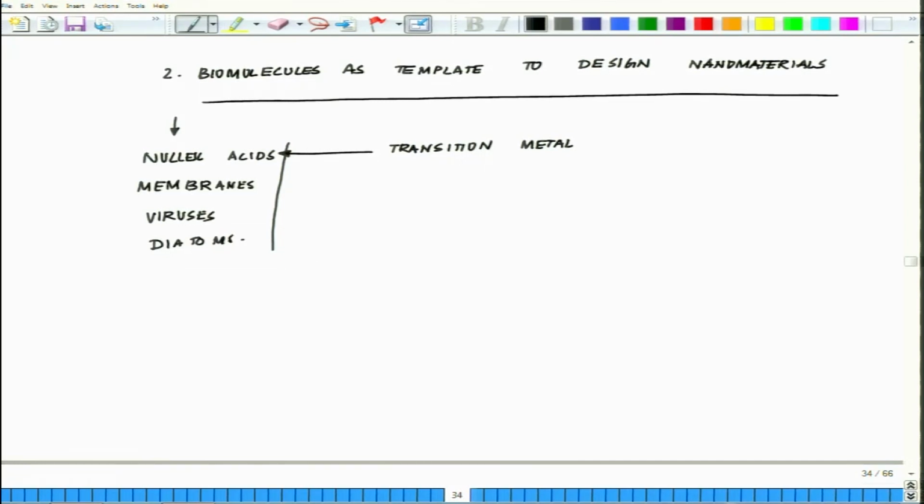So, basically the whole idea is you are using a template. In this case, the template is nucleic acid. Similarly, you can use diatom as a template. So, on this template, you are attracting your material which you are going to convert on this template to something like this, as I was showing in the previous example.